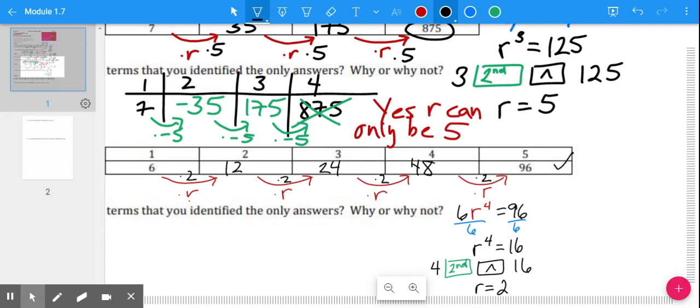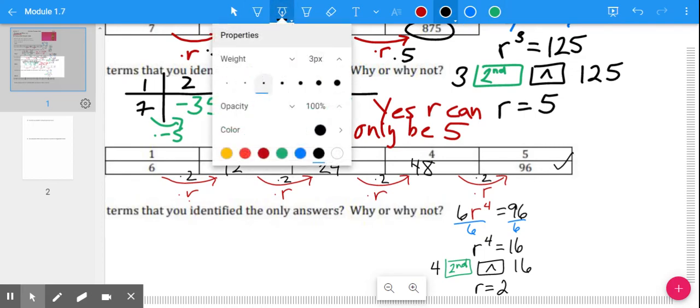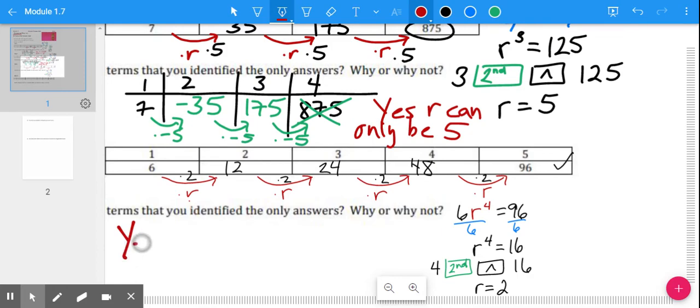Now, could this r value have been a negative 2? So if we had 6 times negative 2, that would give us negative 12. Times negative 2 would give us positive 24. Times negative 2 would give us negative 48. Times negative 2 would give us positive 96. So because it ends up a positive at the end, when we multiplied by a negative 2 instead, there is a second answer for this. So yes, r, let's make it a lowercase r, could be negative 2.